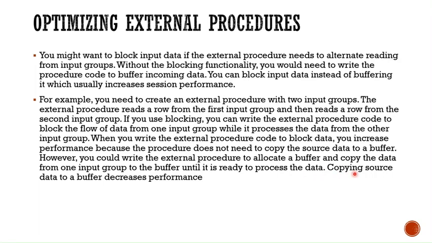So this is all about copying the source data to a buffer, which decreases performance. Why? Because when you copy the source data, it decreases your performance. That's what the example here is saying. You need to create an external procedure with two input groups. The external procedure reads a row from the first input group, then reads data from the second input group. If you use blocking, you can write the external procedure code to block the flow. This way you can optimize your external procedure.